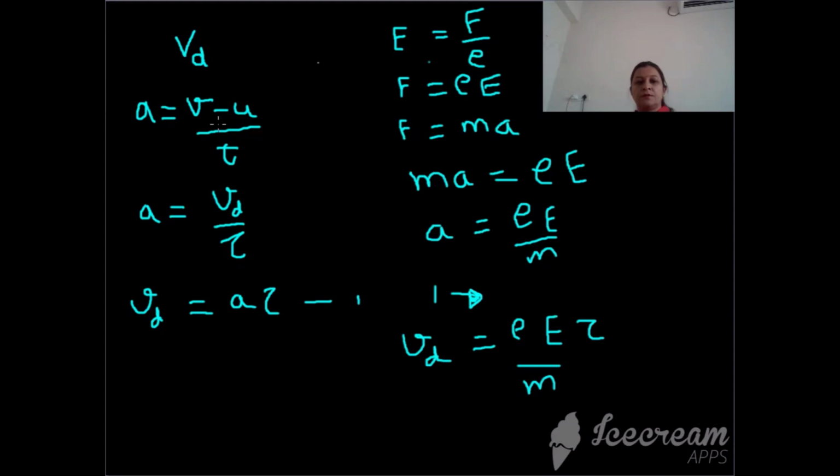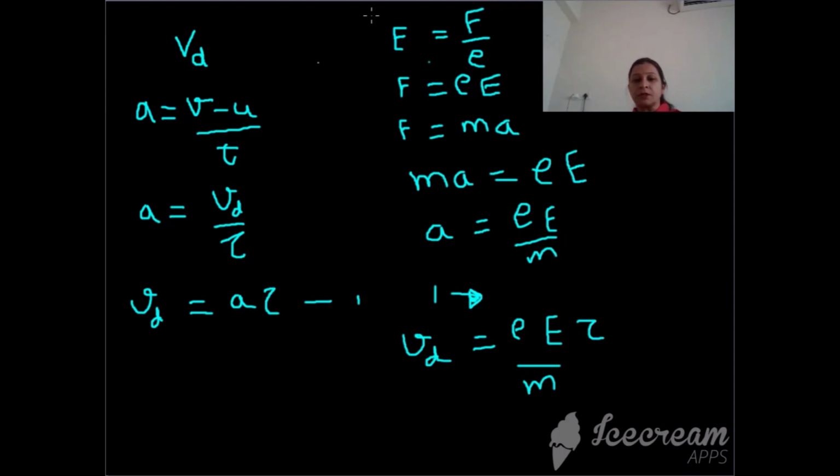So for calculation of Vd, a is equal to (v minus u) by t, the rate of change of velocity with respect to time. Here acceleration is equal to Vd by tau. The change in velocity is the average velocity acquired by the electron after the application of the electric field, that is, the drift velocity. And time we take as tau, the relaxation time, the average time during a collision. So Vd is equal to a into tau. Let it be equation 1.